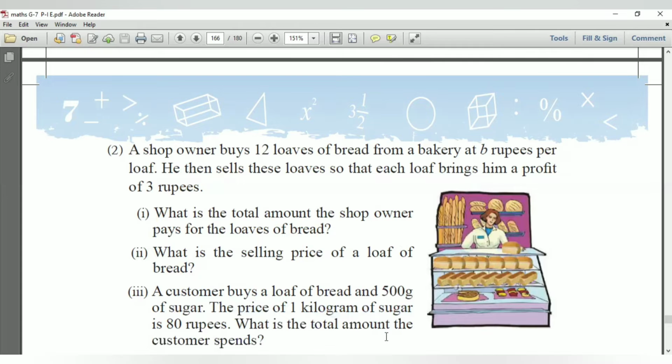How much did he spend for a loaf of bread and 500 grams of sugar? We'll try this question by taking 1 or 2 minutes. You have to write statements, right? When you are doing this sort of question, it's better to write statements and do. So we'll give a try.